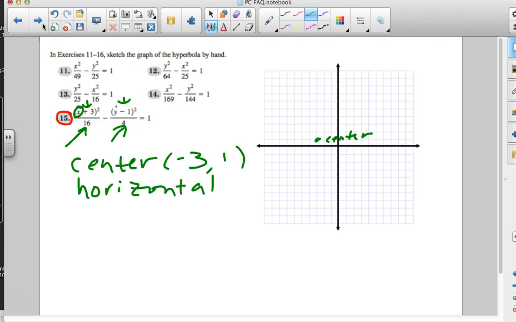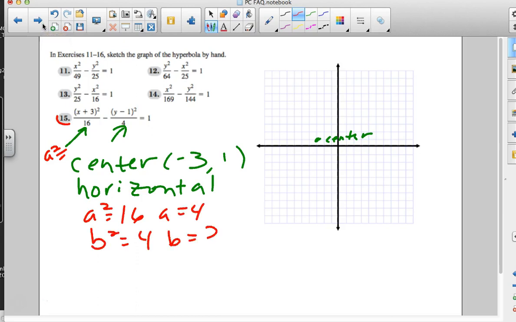So this piece right here, it's all about which one is being subtracted. So when it's x squared term minus y squared term, then we have a horizontal hyperbola. All right, a squared is 16. So a is 4. And b squared is 4. So b is 2. Let's get a box made here. Our a value of 4 means we need to go right and left 4 units. And I'm just going to go by 1's on all of this. And our b of 2.